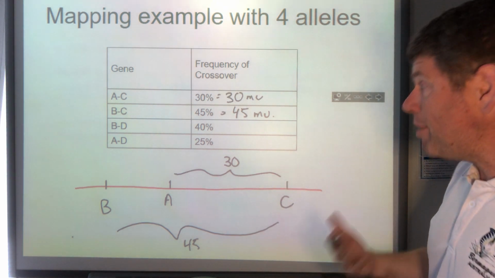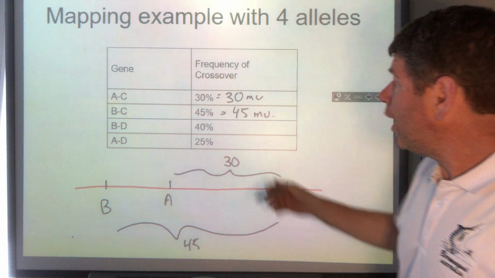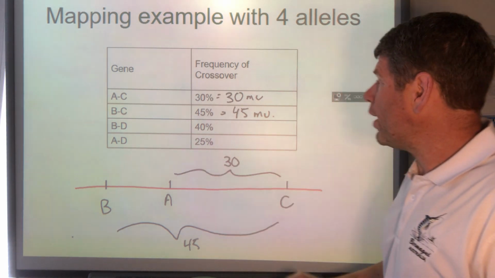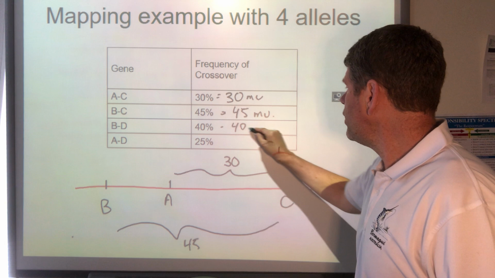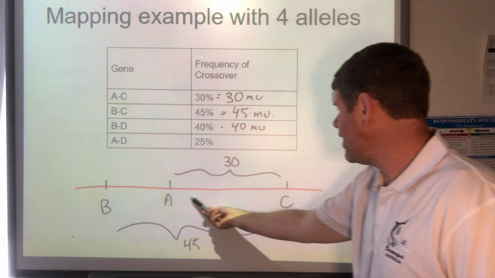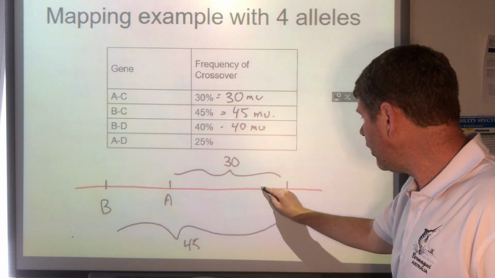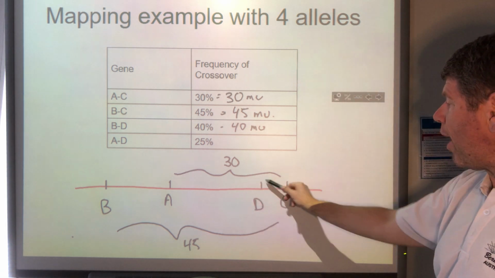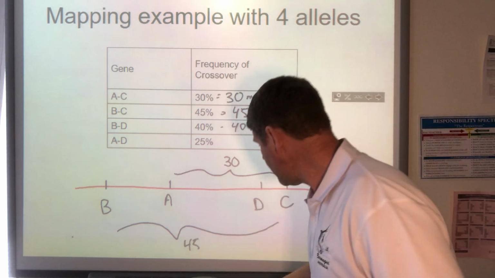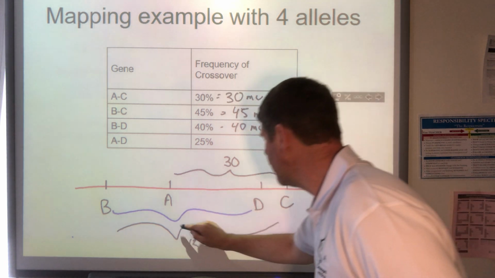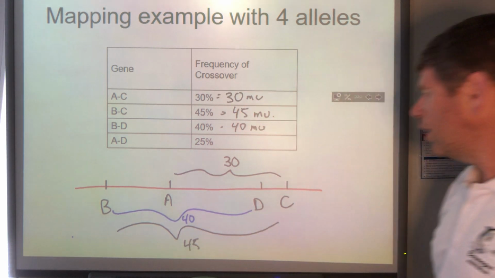Well, we only have D to put in. Now, B is supposed to be 40 map units away from D, right? 40 map units. So there's my B, so we're going to come this way with D, 40. Well, gosh, that would put it pretty close to C, right? Because it's only 5 more map units to get to C. So this, I'll change the color here, this distance right here is 40.